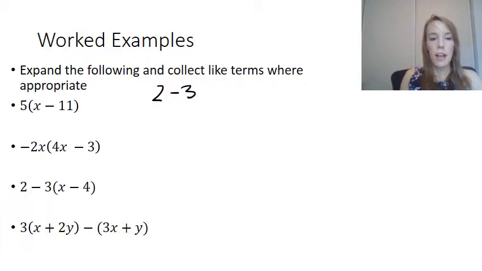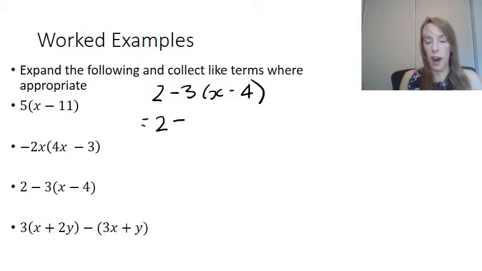So we've got 2 take 3, x take 4. Now what this expression is saying is positive 2 subtract positive 3 multiplied by x take 4. So because of that, I'm going to leave the 2 subtract. So it's subtracting positive 3. So when we multiply our 3 by everything in the brackets, remember it's a positive 3. So I'm going to keep the brackets here just for a bit of clarity, and you'll see why. So 3 times x is 3x. 3 times 4 is 12.